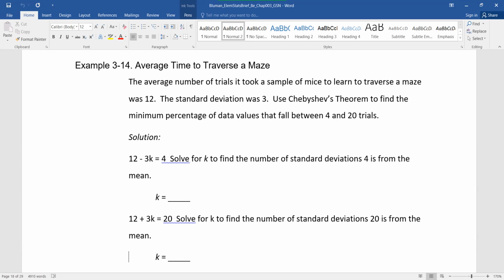It wants you to use the theorem to find the minimum percentage of data values that fall between 4 and 20 trials. So they got a little equation here for you. You got 12, which is your mean, minus the standard deviation, which was 3. You don't know how many standard deviations away that is. Your standard deviation was 3, but you're trying to find how many standard deviations, 1, 2, or 3 away, to get from 4 to 20. So all you got to do is solve for K.